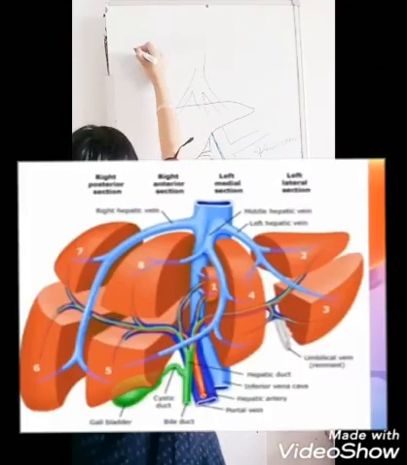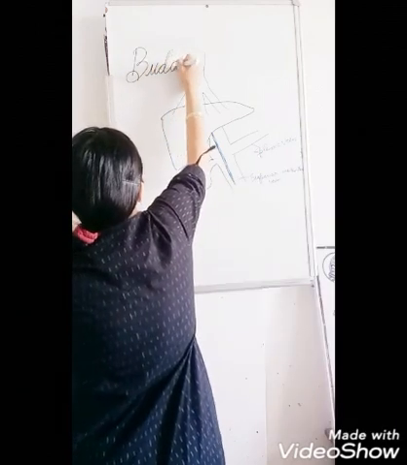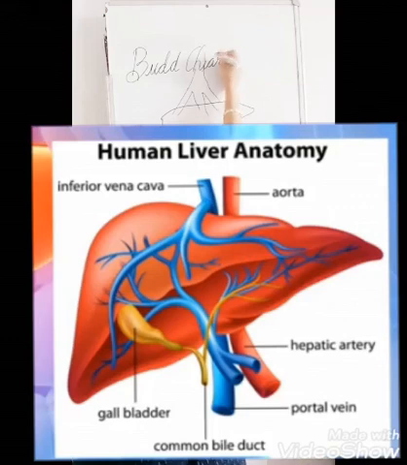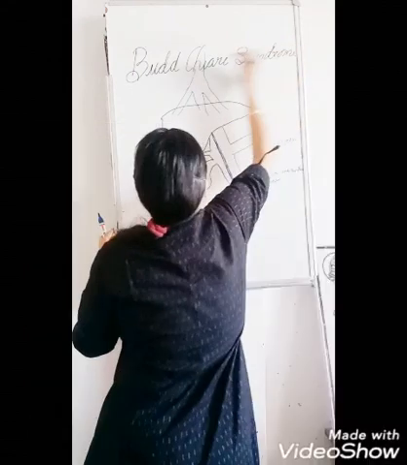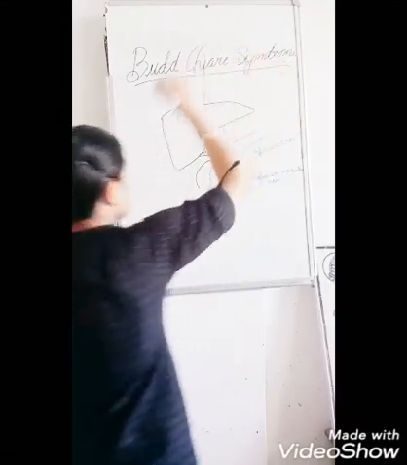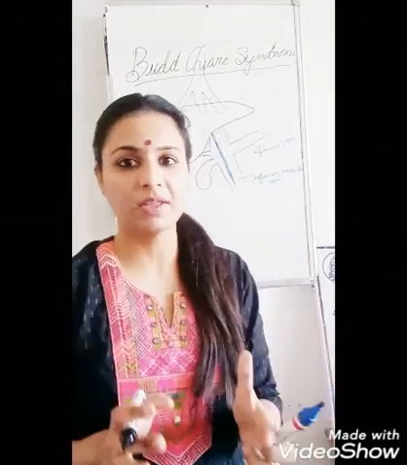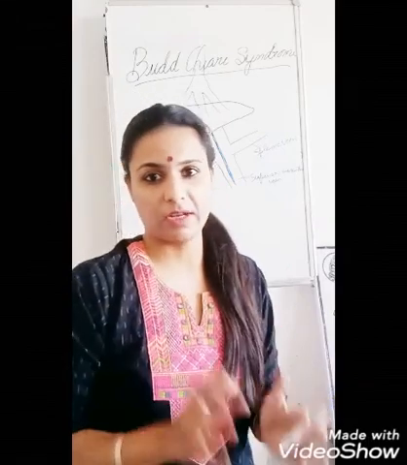Budd-Chiari syndrome. So in Budd-Chiari syndrome, the obstruction occurs in the hepatic veins or in the terminal inferior vena cava.